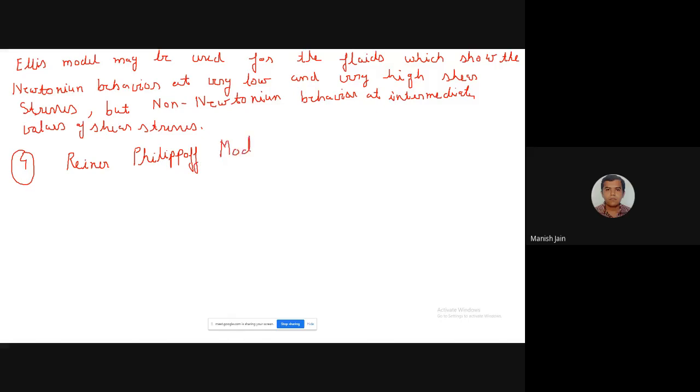So these all are the scientists' names who developed this model: Ellis, Eyring, and Reiner-Philippoff. So this is also a very complicated model.